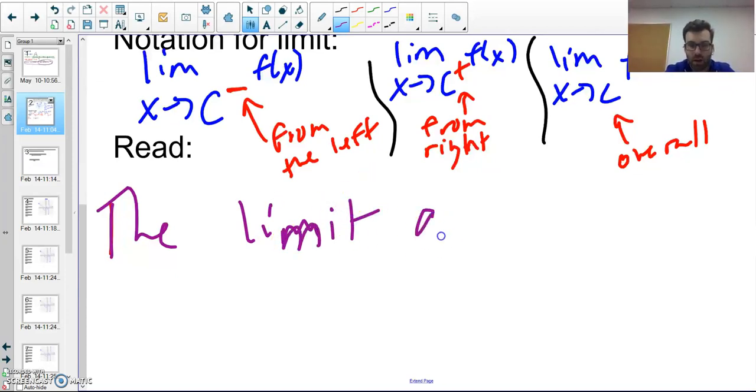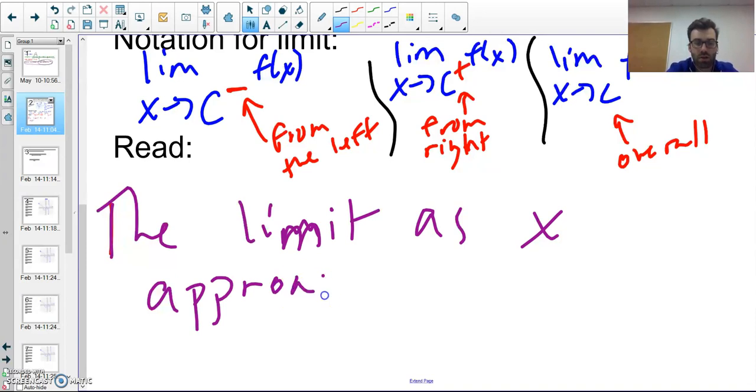There you go. The limit as x approaches c. And c will obviously be a number in the future, as x approaches some constant. The limit as x approaches c. Okay? Very hard to write on these things, so bear with my handwriting, even though it's never really that good.